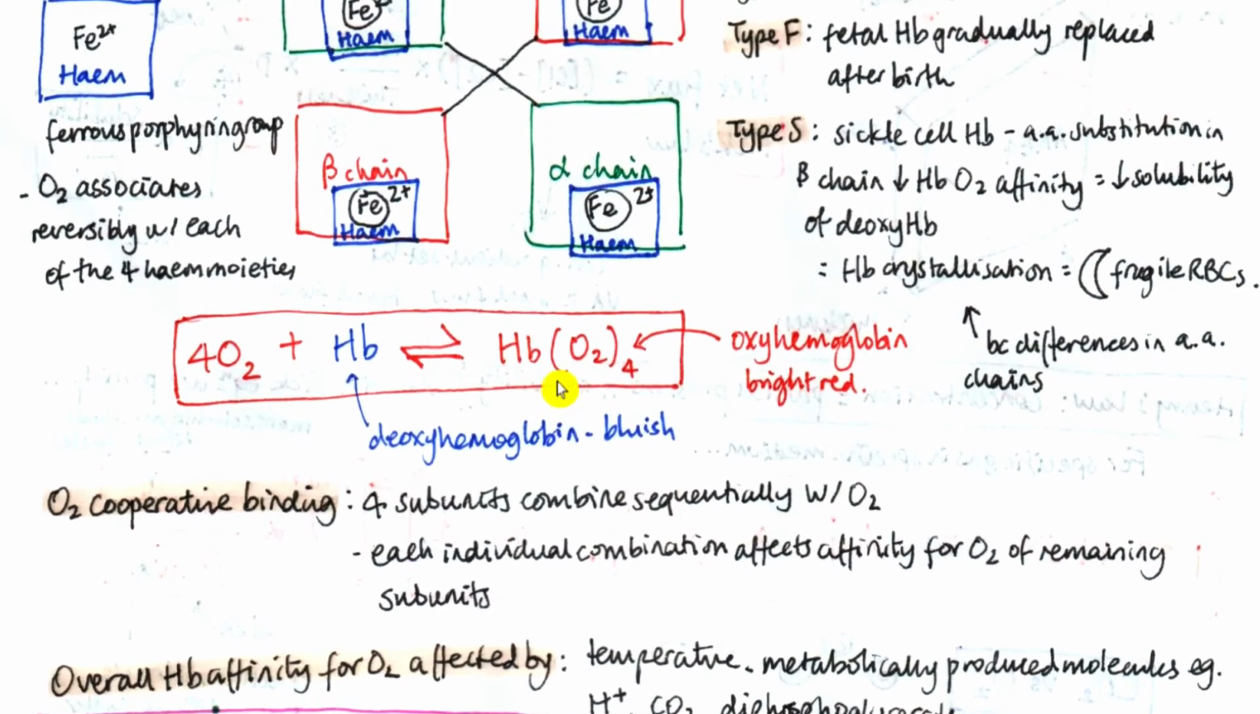And this is just an equation showing the reversible binding of 4 oxygen molecules per haemoglobin molecule, 1 to each heme group, creating oxyhaemoglobin. So deoxyhaemoglobin binds to oxygen to create oxyhaemoglobin.